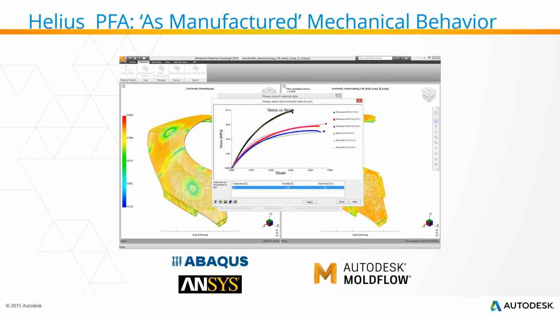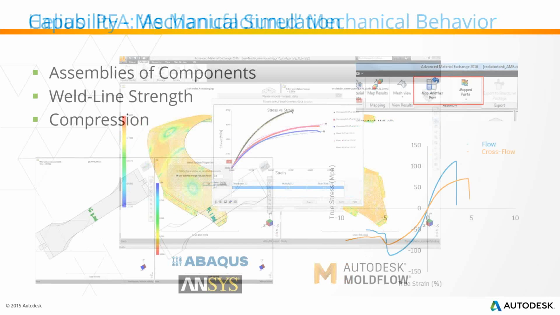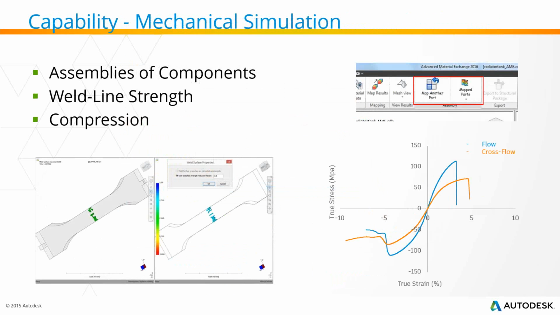We've had this capability for about a year now commercially, and it's been moving very fast. The next incarnation of this technology is going to come out in the very near future. The intent is to come out with the ability to handle assemblies, as well as predict weld line strength.